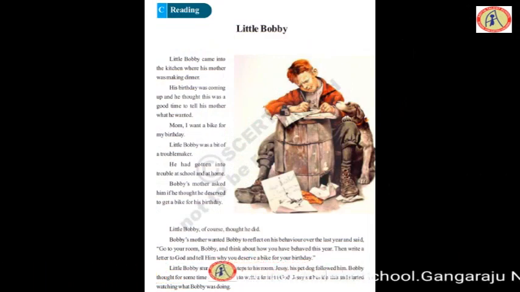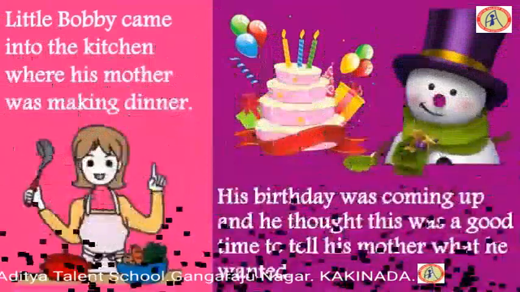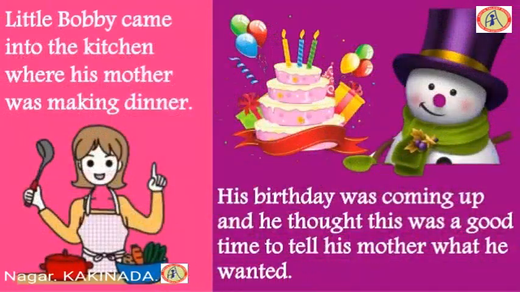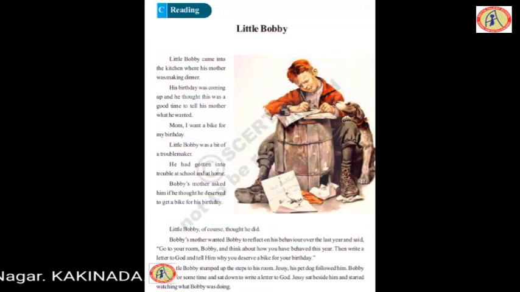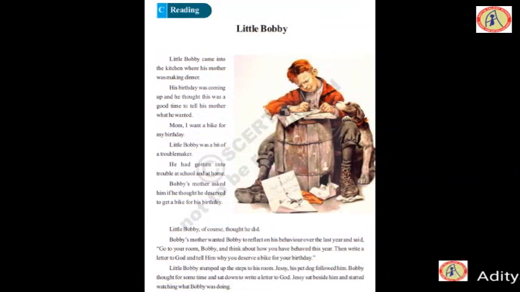Little Bobby came into the kitchen where his mother was making dinner. His birthday was coming up and he thought this was a good time to tell his mother what he wanted. "Mom, I want a bike for my birthday." Little Bobby was a bit of a troublemaker.